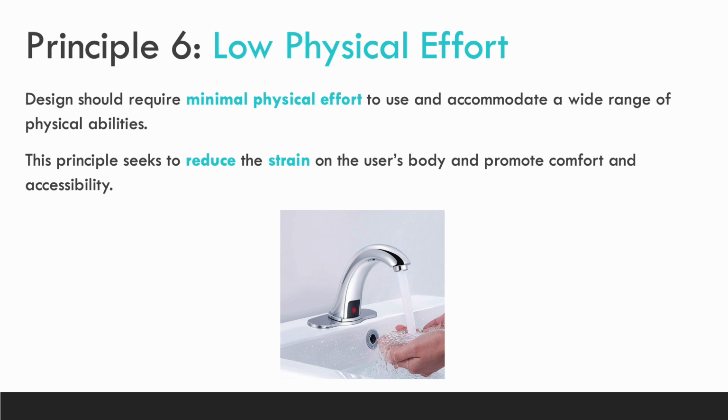The sixth principle is low physical effort. Design should require minimal physical effort to use and accommodate a wide range of physical abilities. This principle seeks to reduce the strain on the user's body and promote comfort and accessibility. A great example is automatic sinks and soap dispensers. This does increase the usability for all users by limiting most of the physical effort, like turning the handles and knobs on and off.